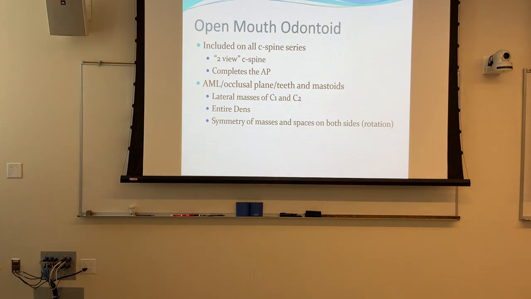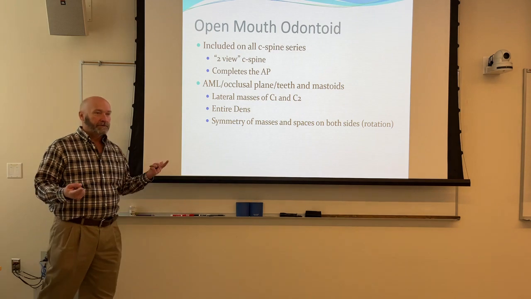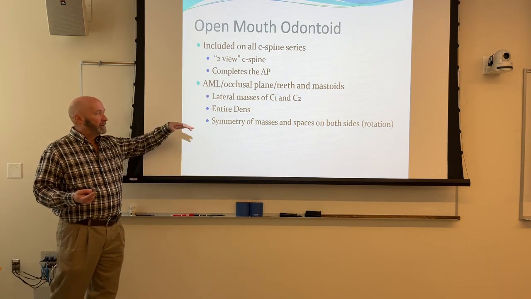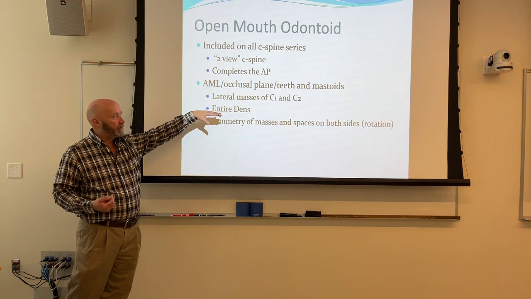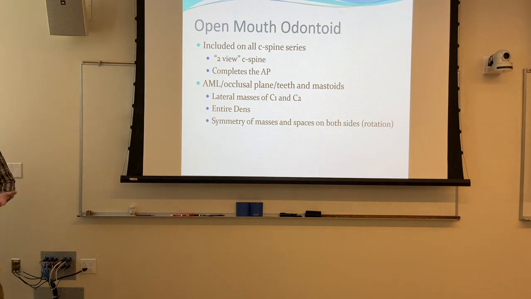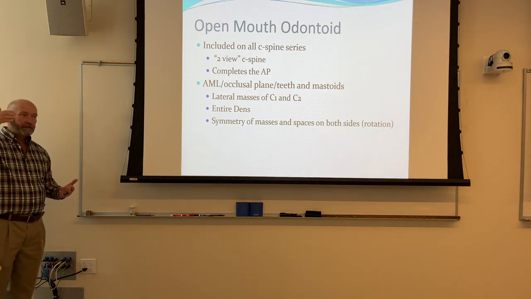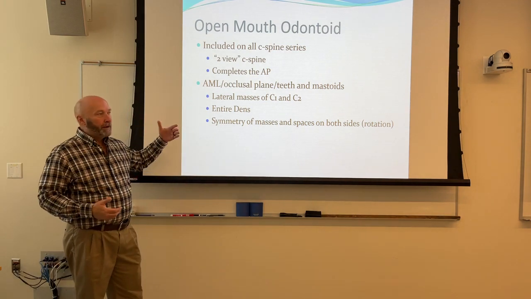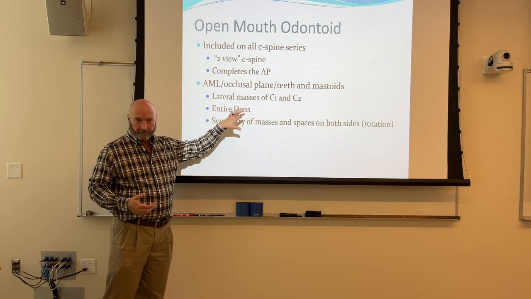Use your AML occlusal plane. The occlusal plane is teeth and mastoids. What we're going to want to visualize, if at all possible, if you've positioned properly and the patient's anatomy is cooperative, is the entire dens, and you should be able to evaluate C1 and C2. Sometimes the patient's anatomy isn't cooperative and you won't get the tip of the odontoid process. But you still need to get a good open mouth odontoid to see all of the other stuff.